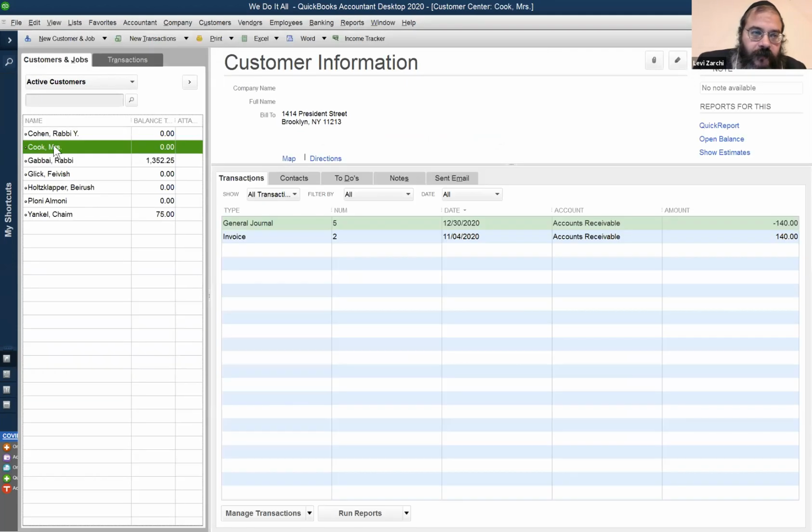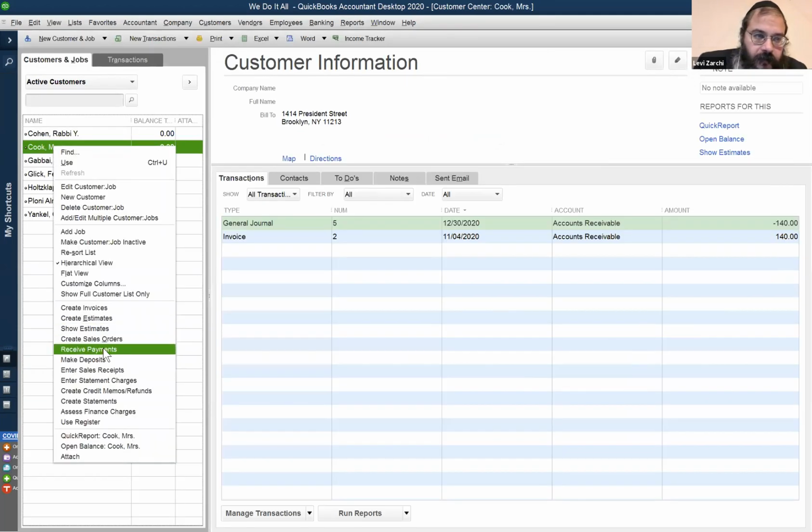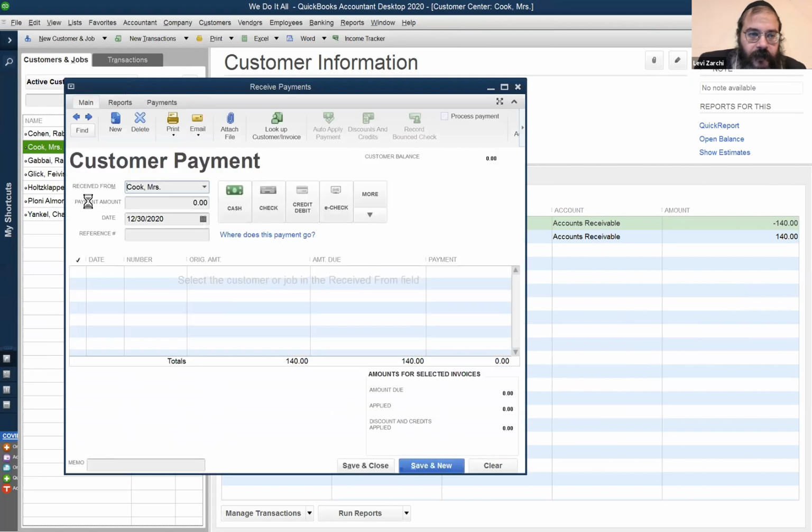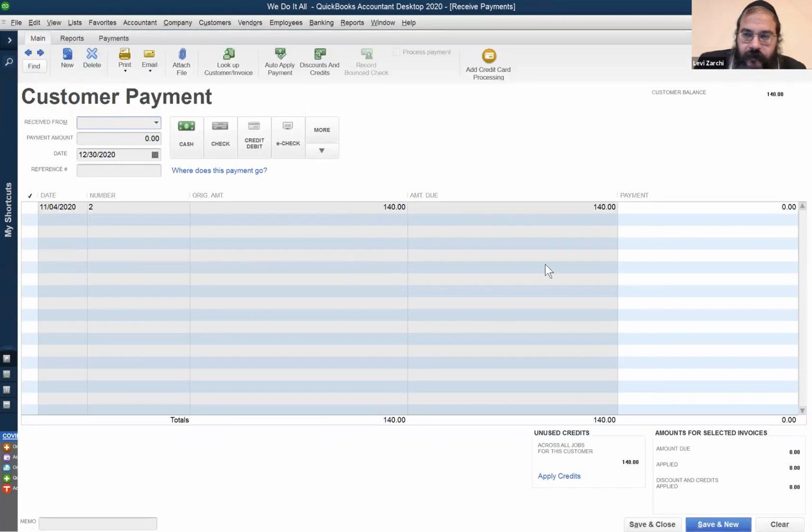But if I would want to receive a payment from Mrs. Cook, right, her invoice is still open, right? She still has $140. And the answer is unused credits across this account is 140.